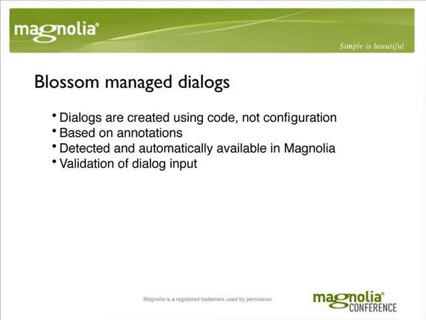So if we move on to dialogs, like I said, dialogs are created using code, not configuration. It's an API based on annotations. The dialogs are also detected and automatically available in Magnolia. And Blossom provides validation of dialog input.